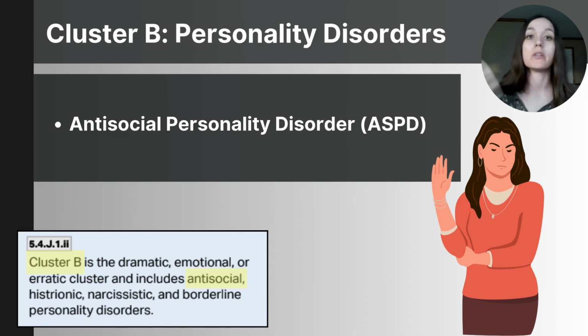Some engage in manipulation rather than overt aggression. And also, not all criminals have antisocial personality disorder. Causes are linked to genetics, brain differences affecting impulse control, and childhood factors like abuse and neglect.